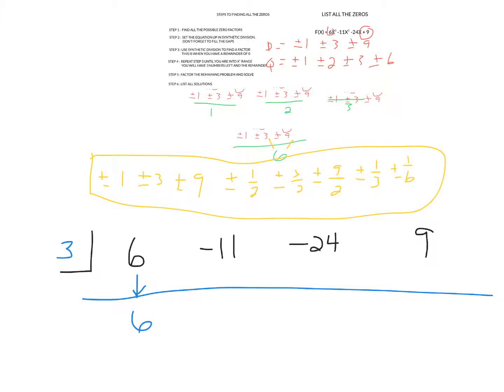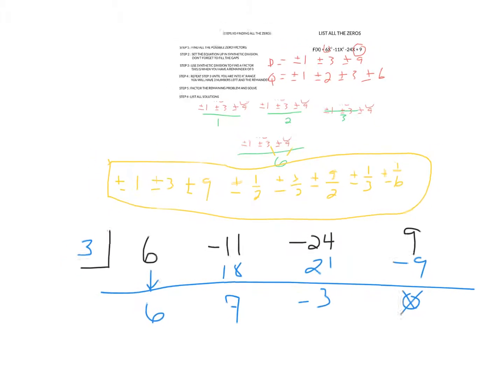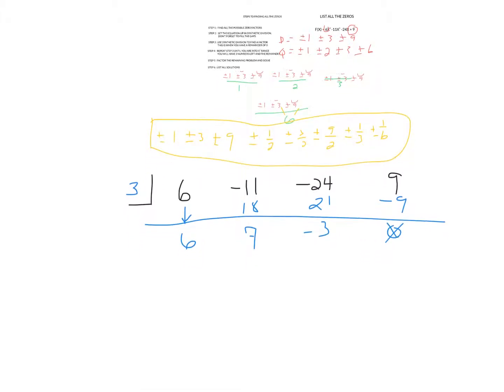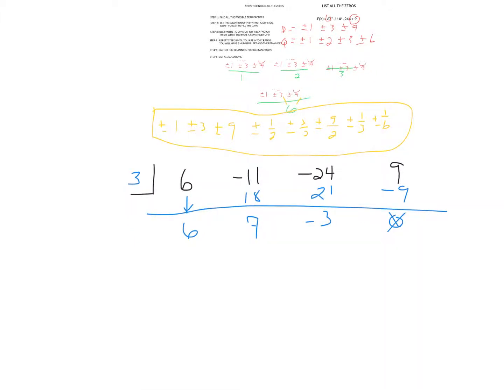This is 6. 6 times 3 is 18. Add down, we get a 7. 7 times 3 is 21. So we add those together, we get -3. 3 and -3 is -9, which gives me a 0. Perfect. And now it's where it needs to be. It's in our squared range. All right, so let's take this out. So we're going to have 6x squared plus 7x minus 3 is equal to 0.